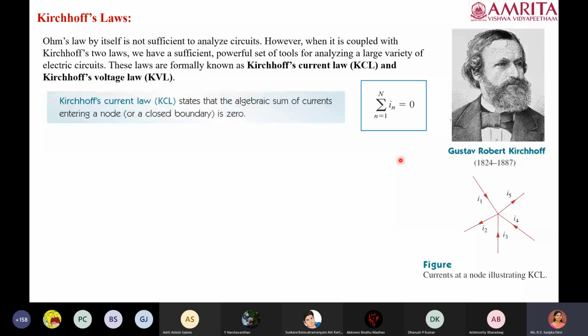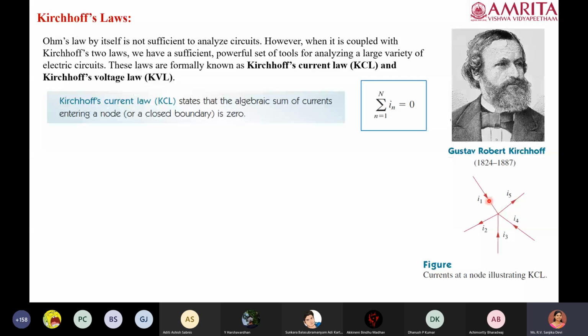Okay, so first we will see what is Kirchhoff's current law. If we consider a node in an electrical circuit, there will be many branches connected to the node. Kirchhoff's current law states that the algebraic sum of the currents entering a node is 0. The total current flowing in the branches connected to the node will be 0. So if we consider a node as shown in the figure, and if you sum up all the currents, the total current should be equal to 0.